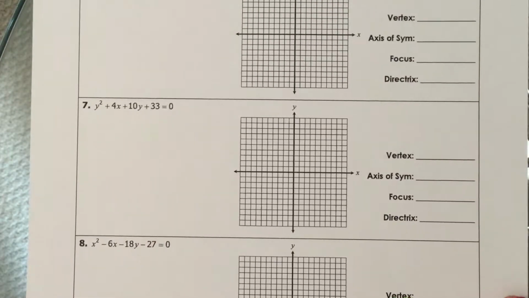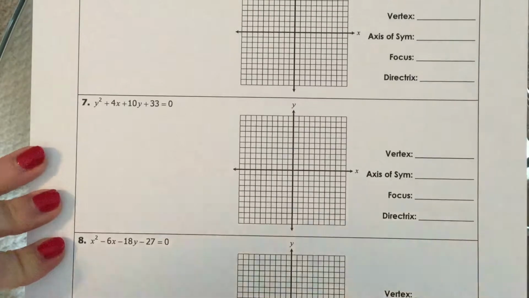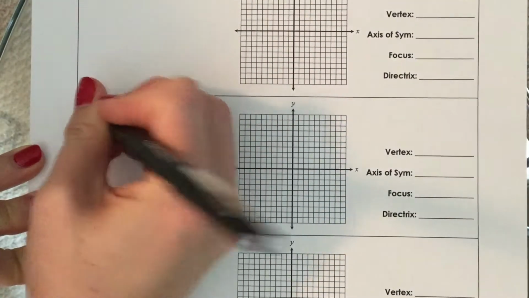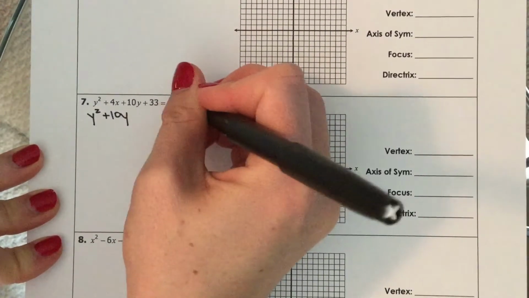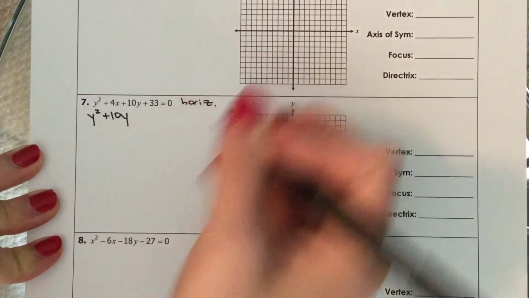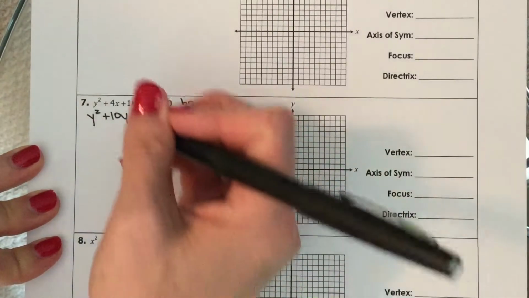So let's do number 7. All right, so number 7, we're going to start by making sure that we use our completing the square properties to get this into standard form. So we're going to start by gathering the y squared plus 10y stuff. By the way, as soon as you see a y squared, you automatically know that that is going to be a horizontal parabola, so it's either going to open left or right. So we're going to gather the y stuff on the left.